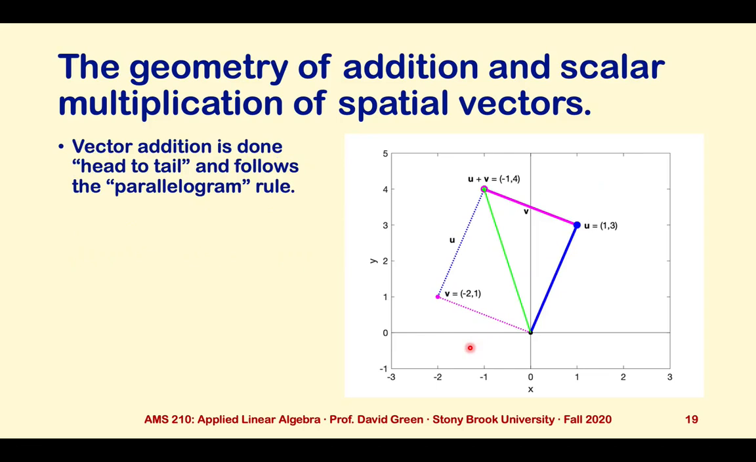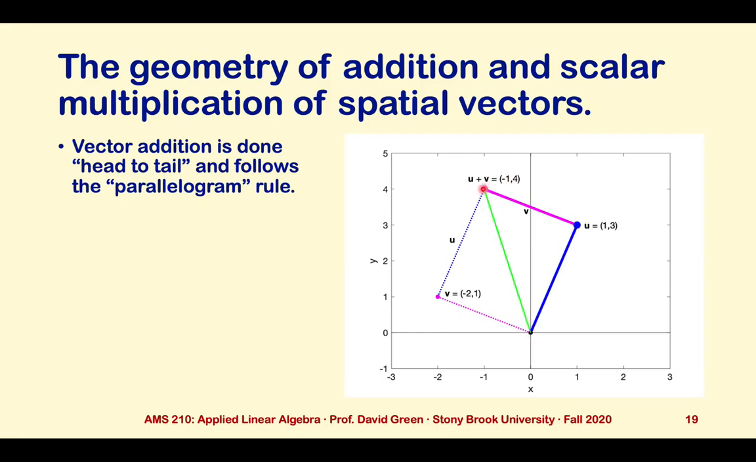What about addition? Well, vector addition: imagine that we start with a vector u, the same one, (1, 3), and another vector v, (-2, 1). When we add them together, we add the corresponding terms. So 1 plus -2 is -1. 3 plus 1 is 4. The sum of these is the point (-1, 4), which is here.